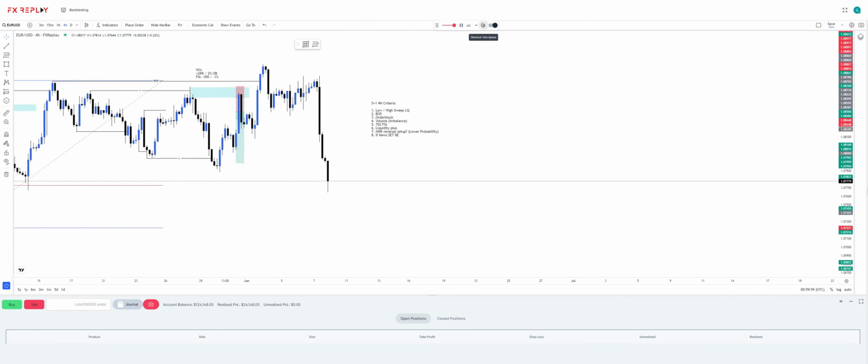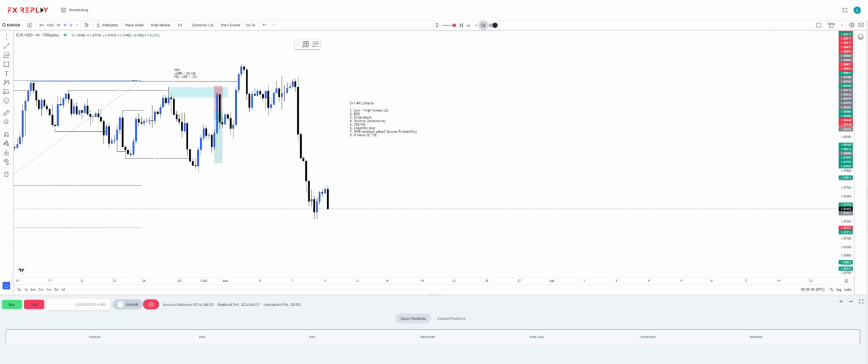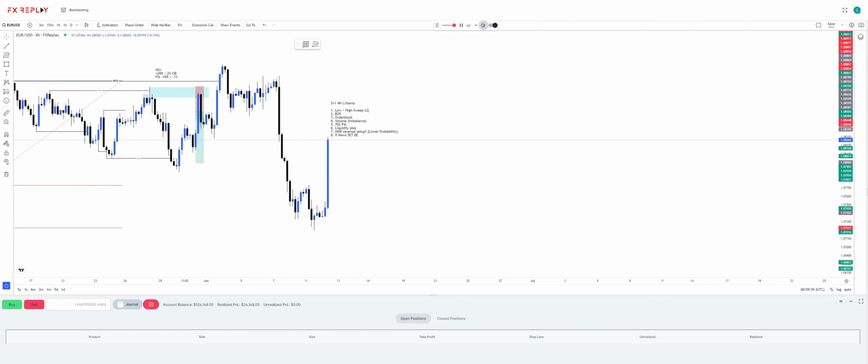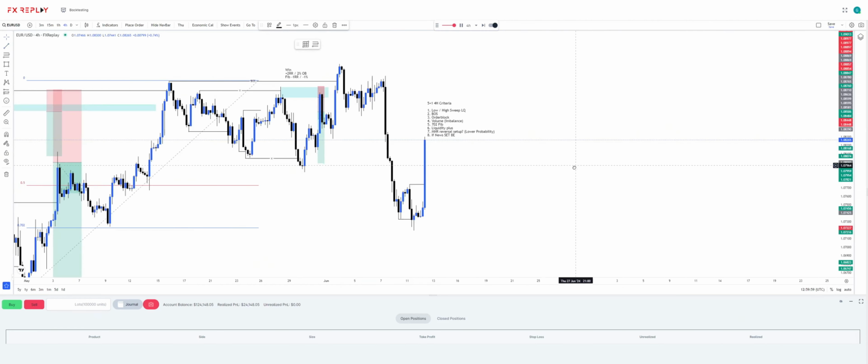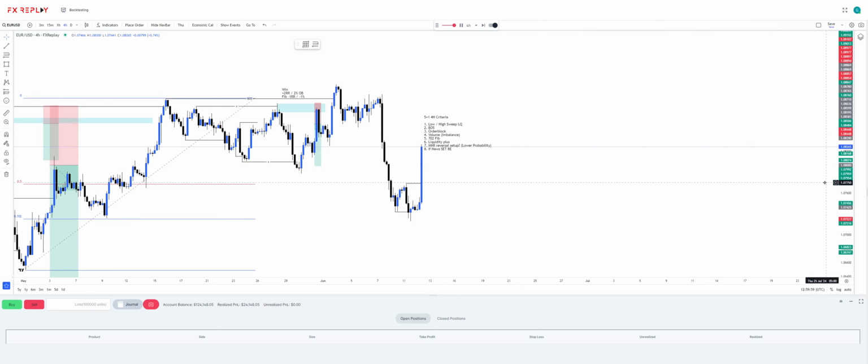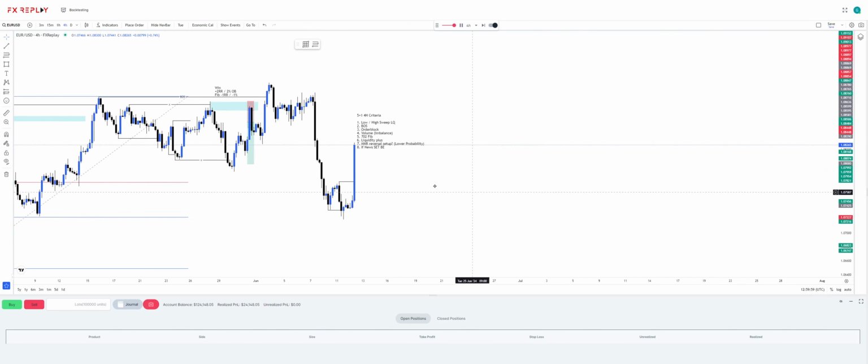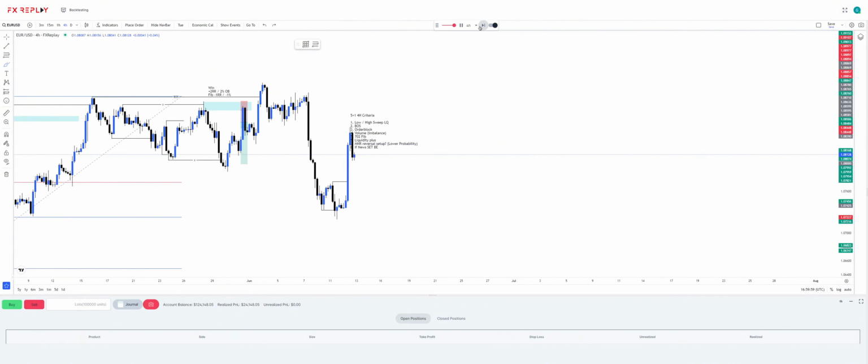Okay, so let's see what we get. A pullback, new strong high. Did this break structure to the downside? Yes, we did. So this is strong high, sweep, break of structure to the upside. So now we've swept a strong high. So what we're going to see is either a break to the downside or that break to the upside. So let's see what we get.